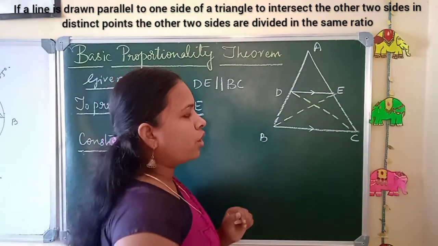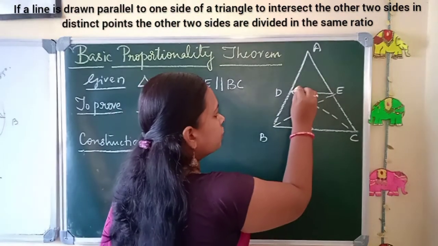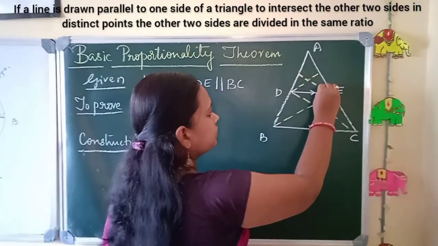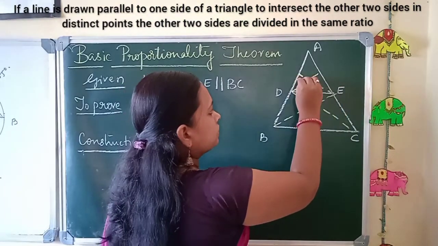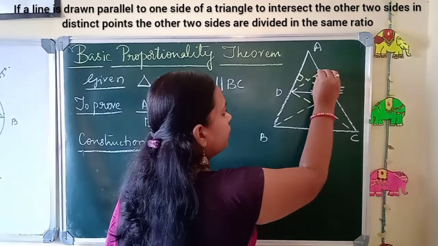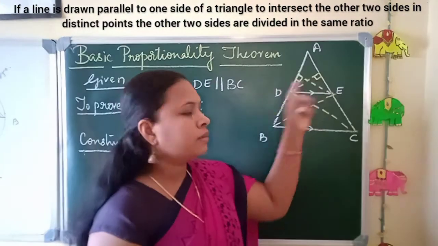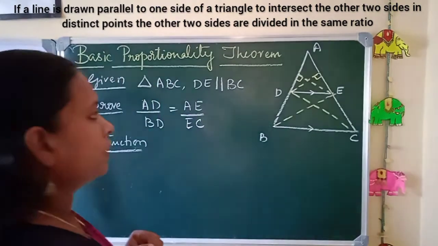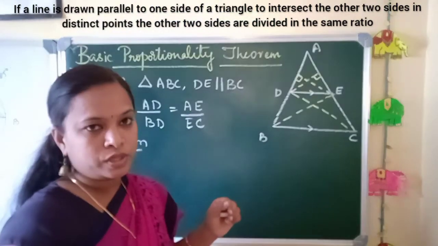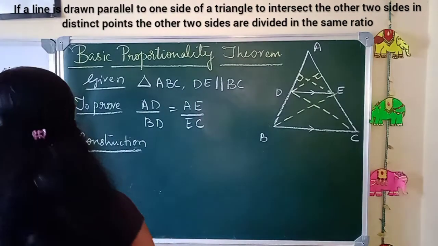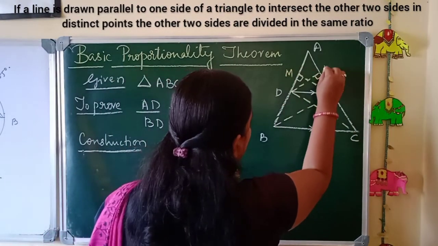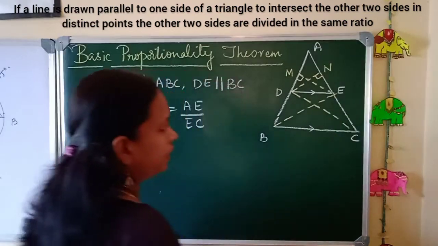Now you are going to draw the perpendiculars for this triangle. You know what's the meaning of perpendiculars? The perpendiculars are nothing but the height of this triangle ADE. You have to draw the height of this triangle. So we can name them M and N.